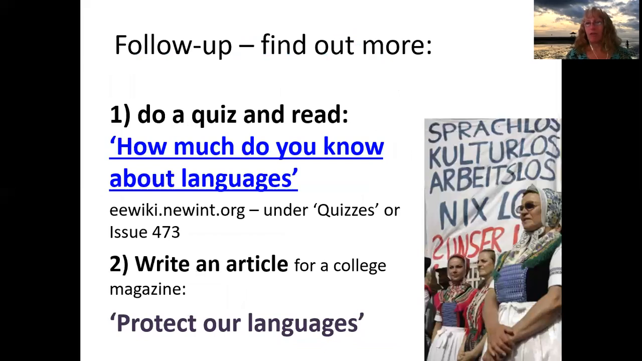So your follow-up from today is to do a quiz. There's a quiz in the Easier English Wiki. If you look under quizzes on the left-hand side, you can find this one. How much do you know about languages? And your main work for this week is to write an article for a college magazine about protecting our languages. Okay, that's all for this week.